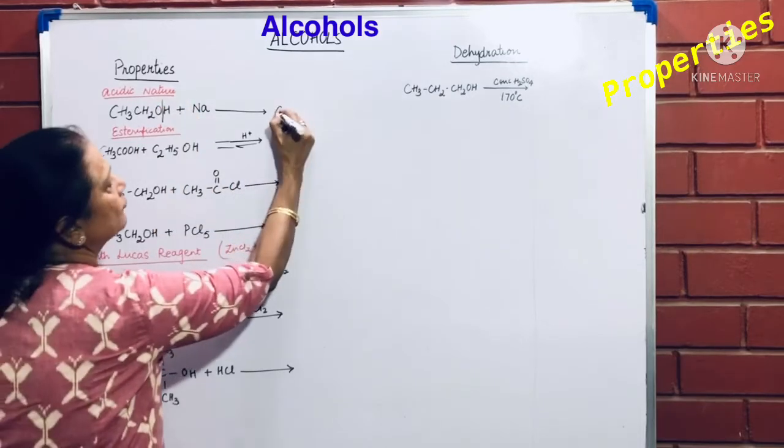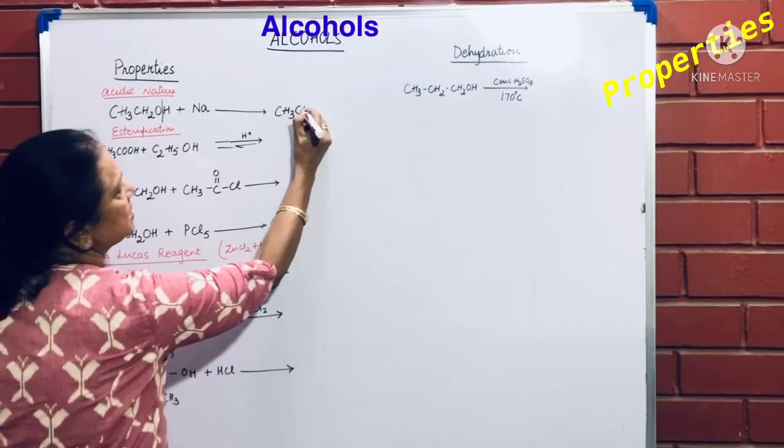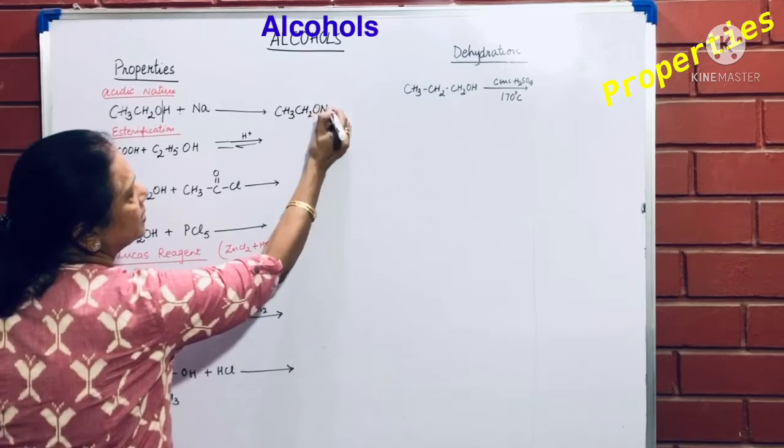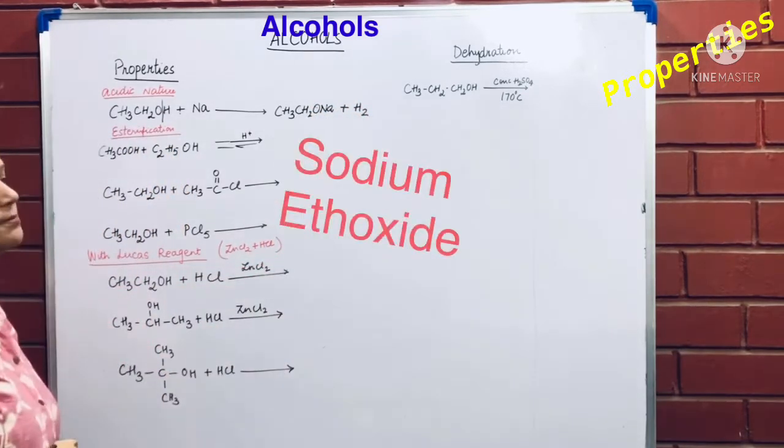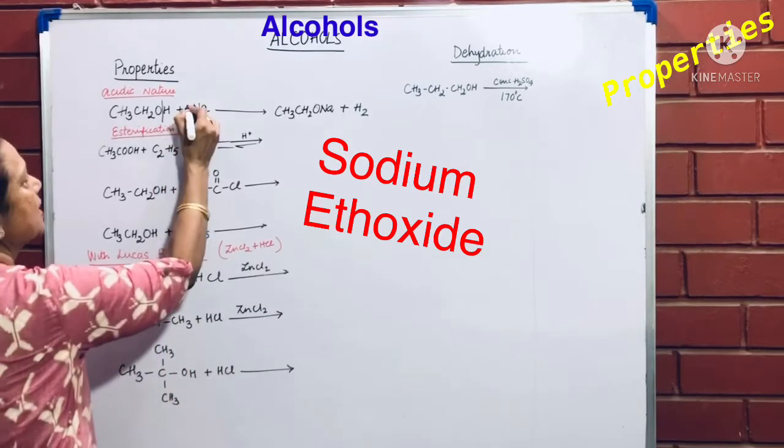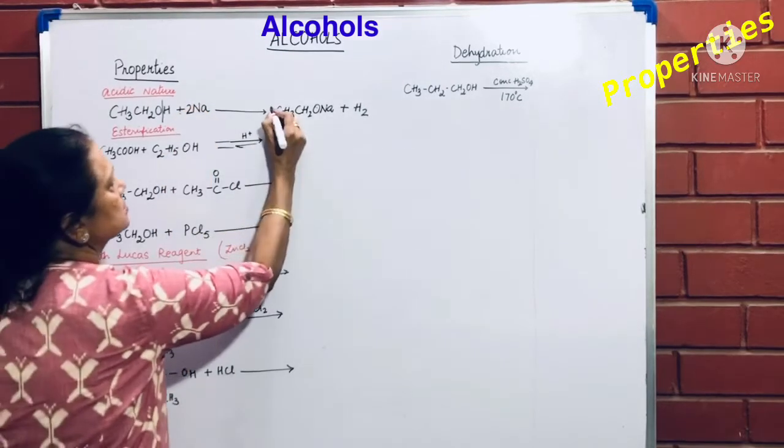So your compound formed is CH3CH2ONa plus hydrogen. So sodium ethoxide. So I have to balance this equation this way.